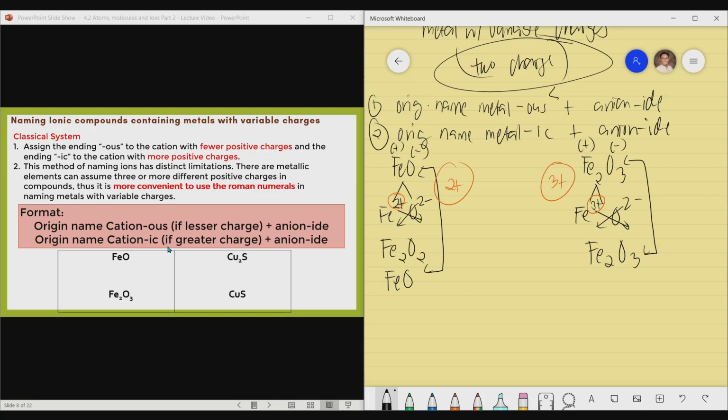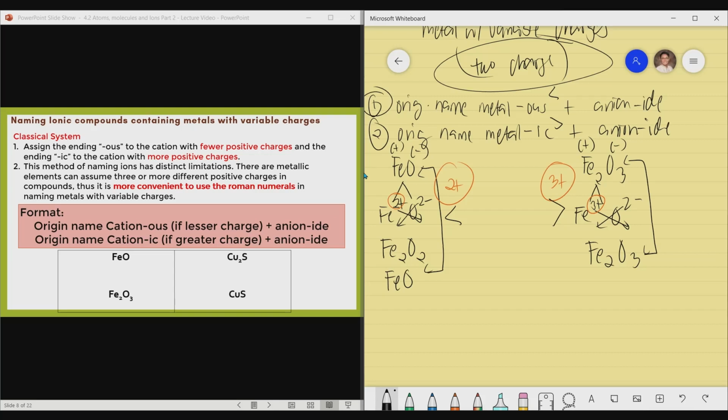Si IC or IC, gagamitin mo for greater charge. Sige, FeO at Fe2O3, alin ang mas mataas na charge? Or mas mababa rather? 2 or 3? Ang mas mababa ay itong 2, lesser. Si 3 plus, greater. So, itong lesser, ang susundan niyang format is format number 1.